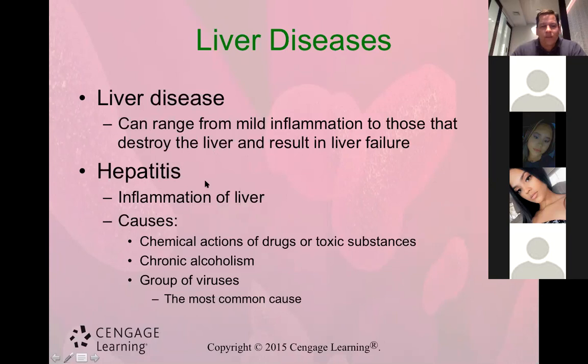Let's describe what hepatitis is. Hepatitis is the inflammation of the liver. The causes can be chemical actions of drugs or toxic substances. You know, every food, every medication, every drug is synthesized or crosses the liver. Chronic alcoholism can also affect the liver, as can a group of viruses, like I mentioned before, hepatitis A, B, and C. That is the most common cause of liver diseases.